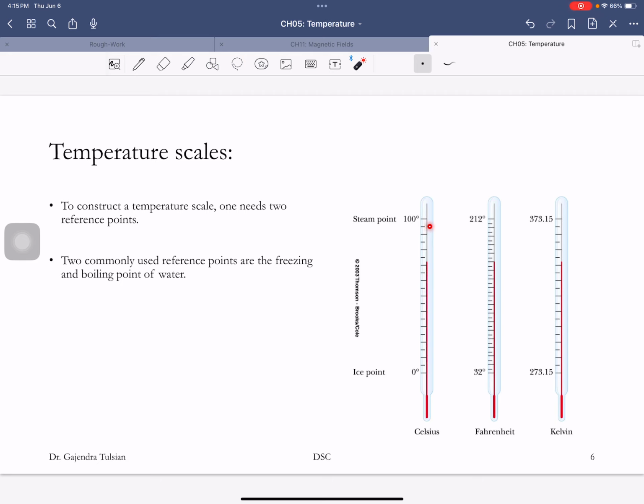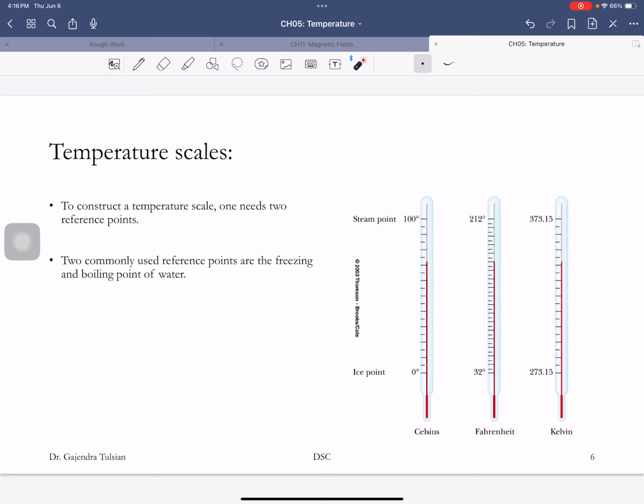Okay, to build any temperature scale, what you need is two physical phenomena that happen at the same temperature. Meaning no matter what time of the year you do it, you find that ice will always melt at the same temperature, assuming 1 atmosphere. And at 1 atmosphere you find that water always boils at the same temperature.